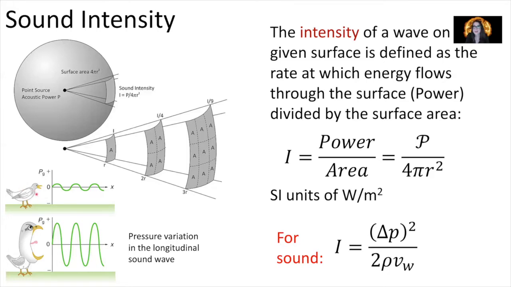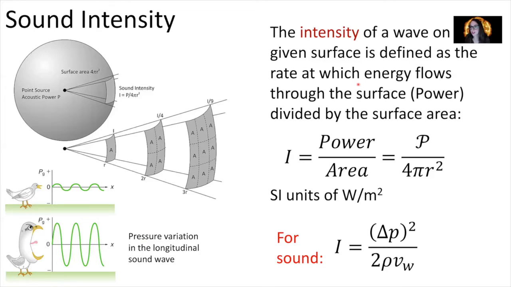So it makes a little squawk. The amplitude of that pressure variation along the wave is small, but when it makes a big squawk, it's making a louder sound, and the amplitude of the pressure variation from that sound wave is greater. And so it's this pressure variation in our longitudinal sound wave that creates the intensity, or the loudness, that we perceive of the sound.